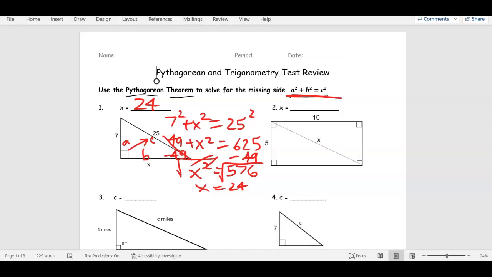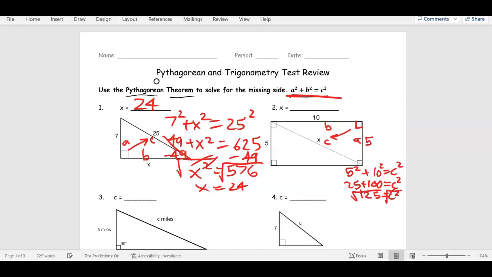All right, on the next one, again, here's my right angle. So we have A, B, and C. Now, check it out. A looks like it's missing, but over here is 5, so over here is also 5. Okay, so let's do this. A squared plus B squared equals C squared. 5 squared plus 10 squared equals C squared. 25 plus 100 is C squared. So we get 125.